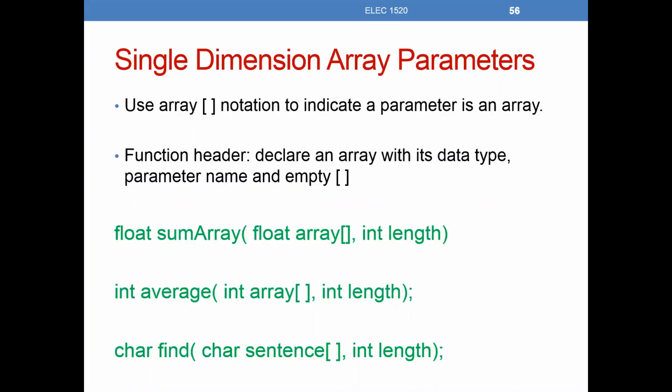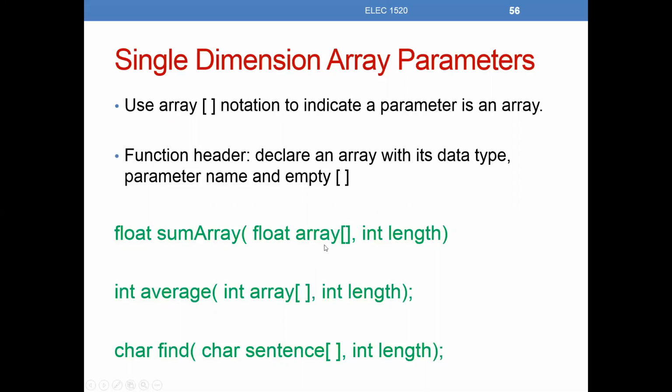So in the function header, we'll declare an array with its data type, its parameter name, and then the empty square brackets. So if this function is named SumArray, we're going to probably sum up all the values in the array. So if we want to declare an array of data type float, here's the name of the array. I named it array. It doesn't have to be named array. These empty square brackets indicate that this is an array, right? Not some variable named array.